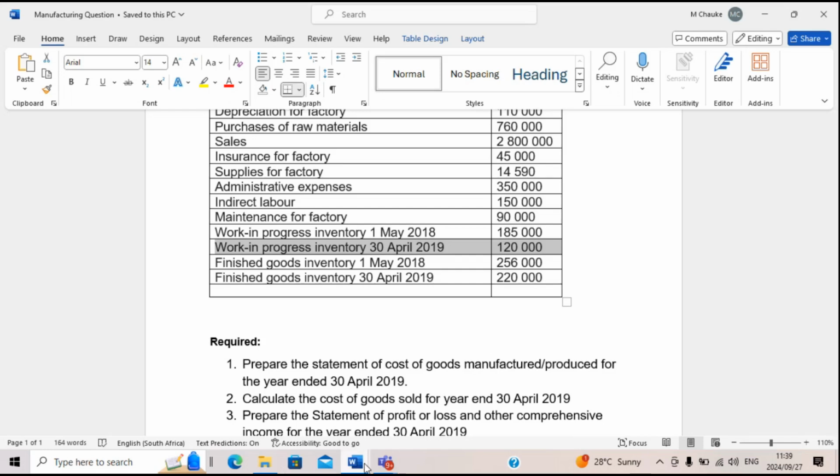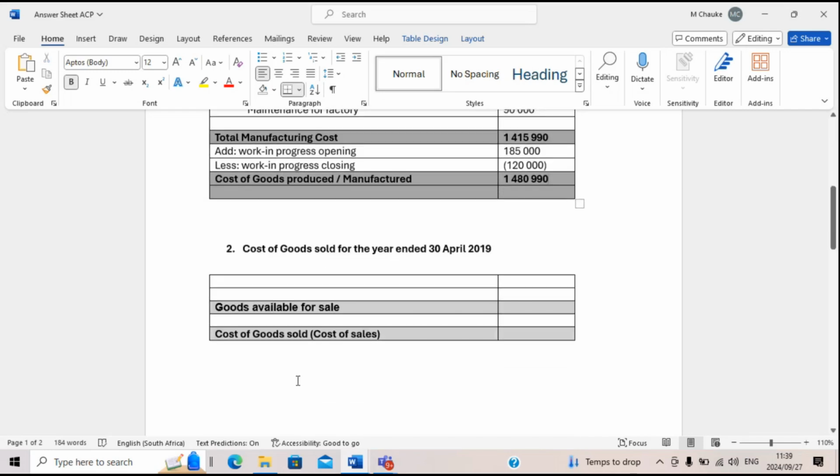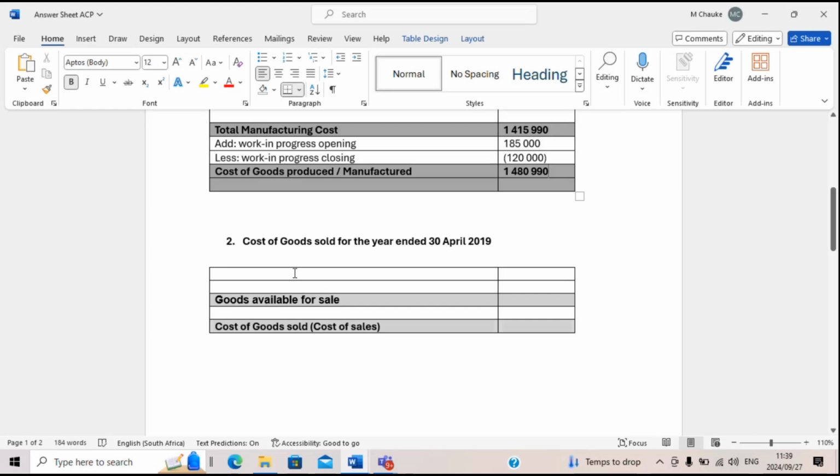Let's go to our answer sheet there and see what is happening. The cost of goods sold, they gave us a format there. Number one, we must calculate goods available for sale. So in order for us to calculate goods available for sale, we have to say finished goods.